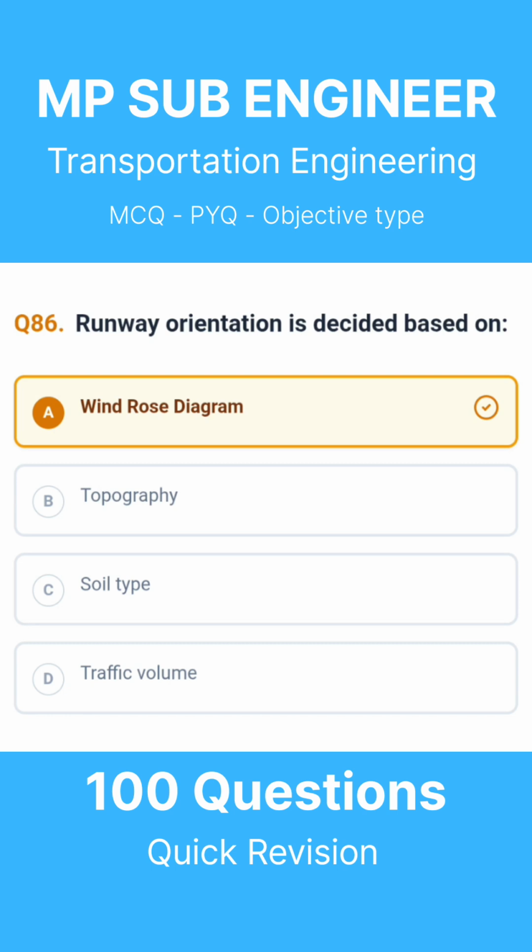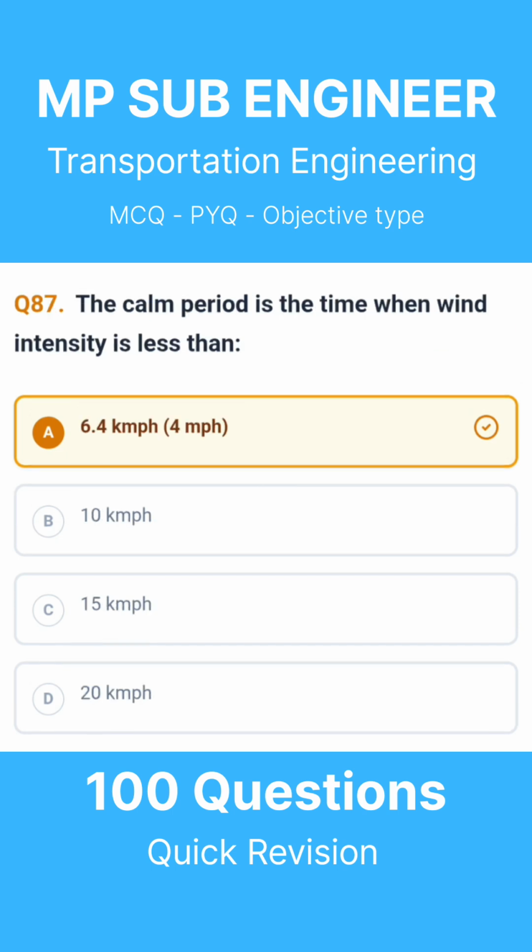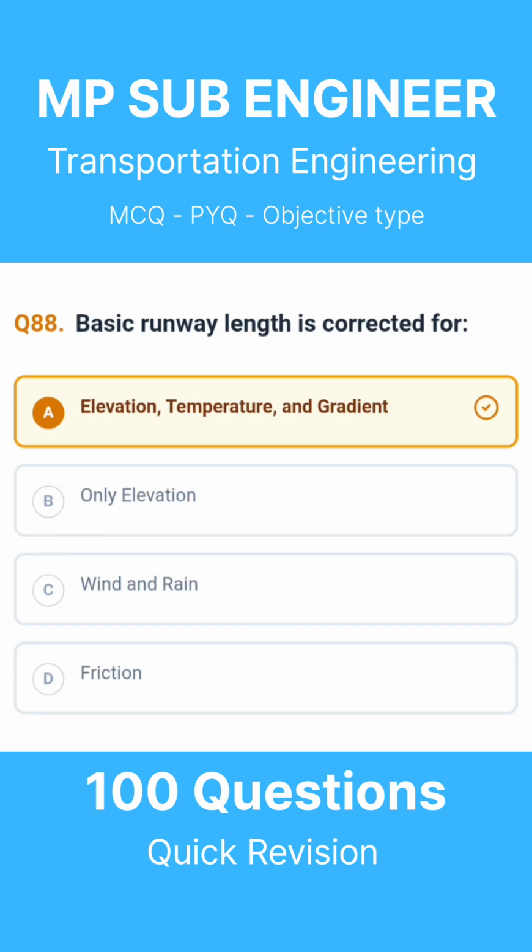Question 86. Runway orientation is decided based on. The correct answer is wind-rose diagram. Question 87. The calm period is the time when wind intensity is less than. The correct answer is 6.4 kilometers per hour, 4 miles per hour. Question 88. Basic runway length is corrected for. The correct answer is elevation, temperature, and gradient.